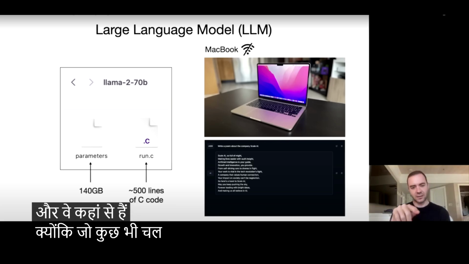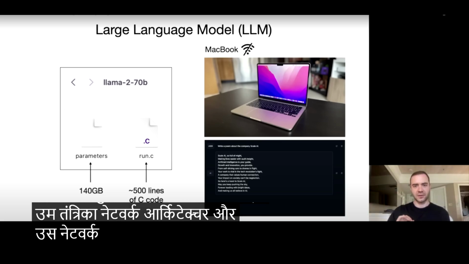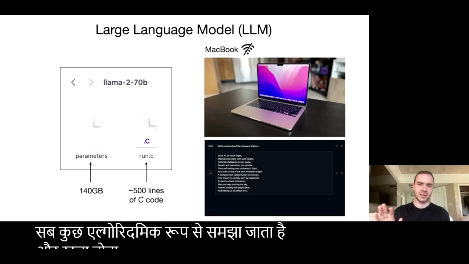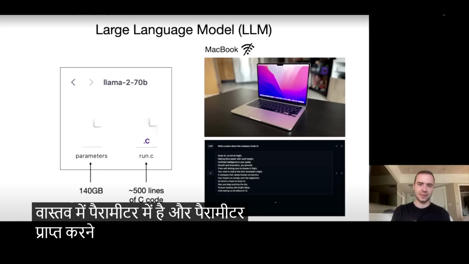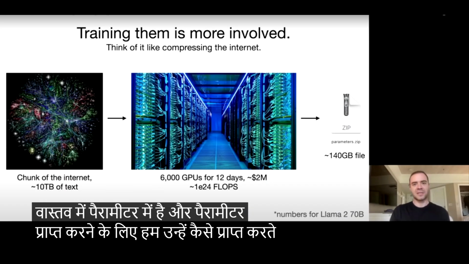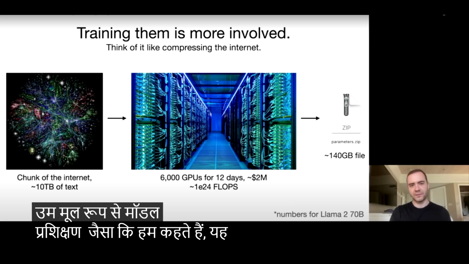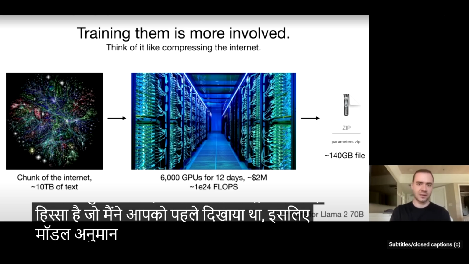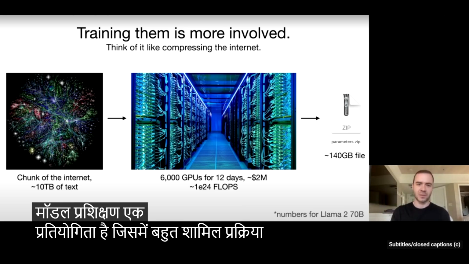Because whatever's in the run.c file, the neural network architecture and the forward pass of that network, everything is algorithmically understood and open. But the magic really is in the parameters, and how do we obtain them? To obtain the parameters, model training, as we call it, is a lot more involved than model inference, which is the part that I showed you earlier. Model inference is just running it on your MacBook. Model training is a computationally very involved process.